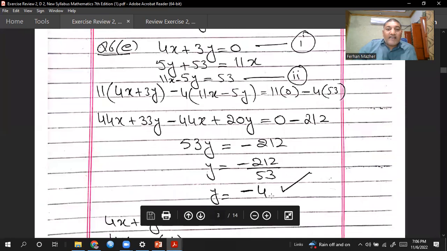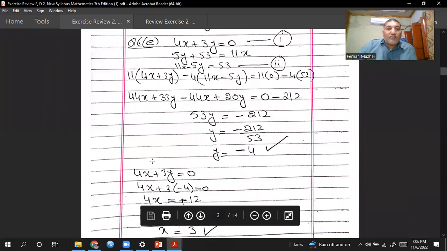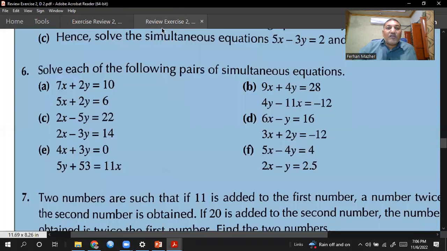And hopefully you understand this. Question number 6 and its E part. This is how we will do that question.